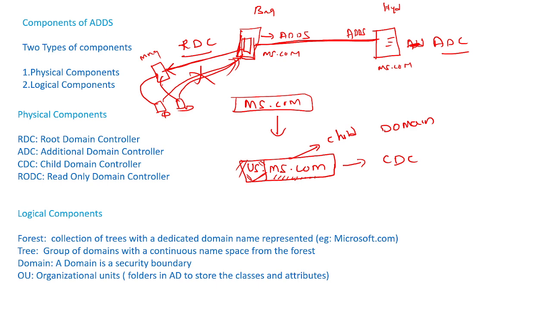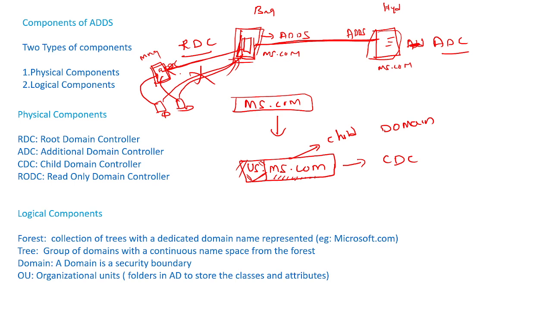So if that is the case, I have drawn a small computer here. If you see, the read only domain controller is very small here, but these are all bigger ones, because these are the actual domain controllers, but RODC is a small one. Okay, these are the physical components. You can see all four things, you can touch and feel. That is why we call them physical components.